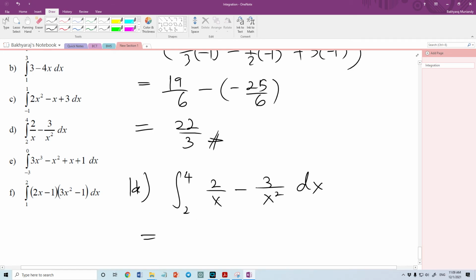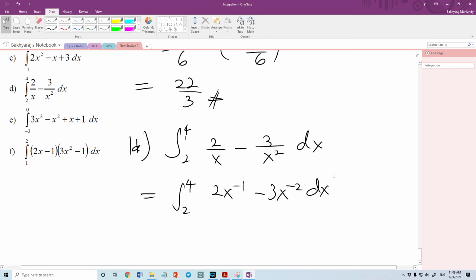Here x is a denominator, x square also is a denominator, so transform before you go for the formula. So 2x to the power of negative 1 minus 3x to the power of negative 2 dx. You see, I get negative 1 and negative 2, because both x are in the denominator, so I have to make it a negative power. When I put the negative power here, then I can go for the last answer.